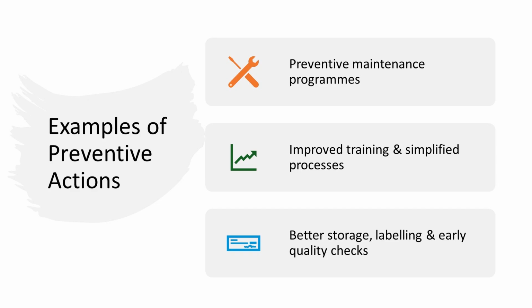Examples of preventive actions are: 1. Introducing a preventive maintenance schedule based on machine history and manufacturer recommendations. 2. Improving training and onboarding to prevent errors caused by inexperience. 3. Simplifying a process to reduce the chance of human error. 4. Improving storage and labeling of materials to prevent mix-ups. 5. Strengthening quality checks at earlier stages of the process to catch issues before final production.